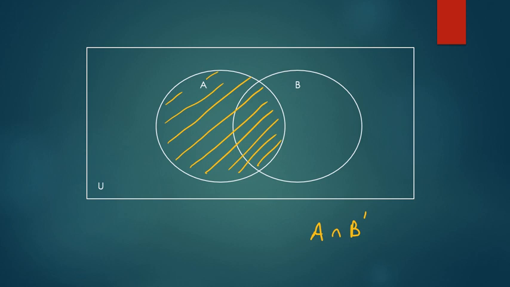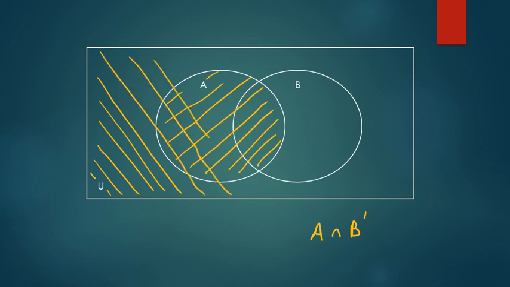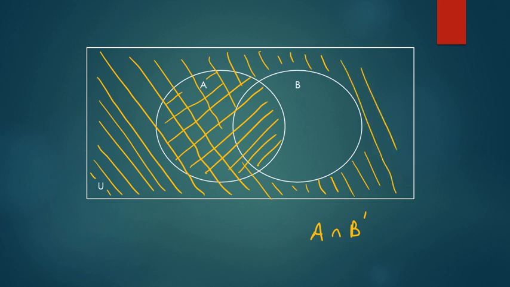Next, I'm also going to highlight B complement. This is everything that's in U that is not in our set B. So everything in this rectangle that lies outside of that circle. And I'm going to do this a different way so we can clearly tell the difference. There's our very rough highlighting as far as what is in the complement of B.